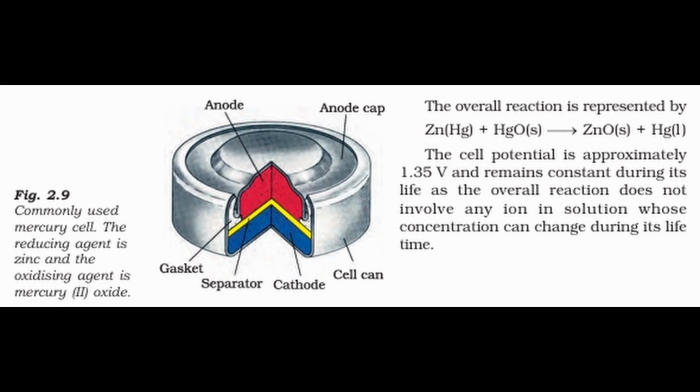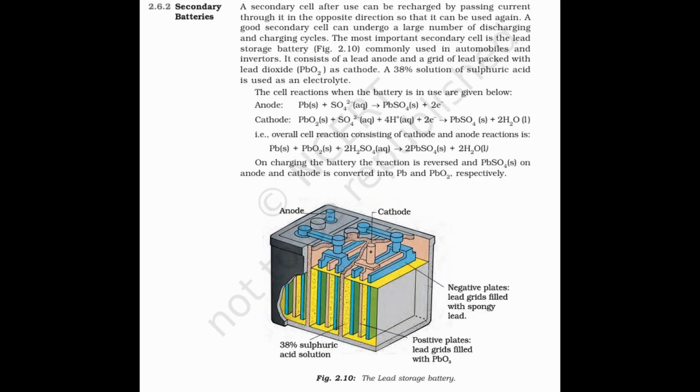In this cell, zinc-mercury amalgam acts as the anode and mercury oxide mixed with carbon acts as the cathode. The electrolyte is an alkaline paste of potassium hydroxide and zinc oxide. During discharge, zinc is oxidized and mercury oxide is reduced to liquid mercury.